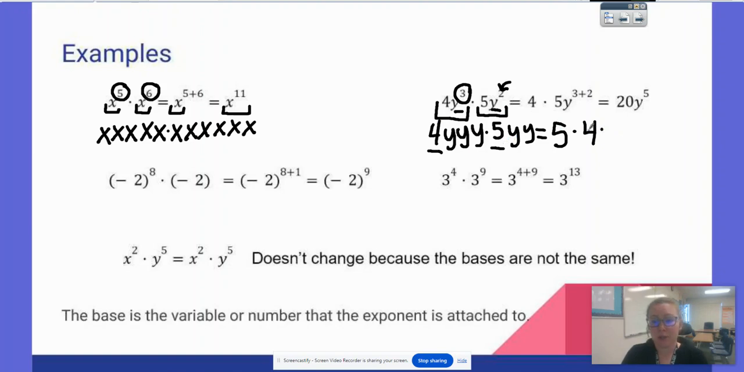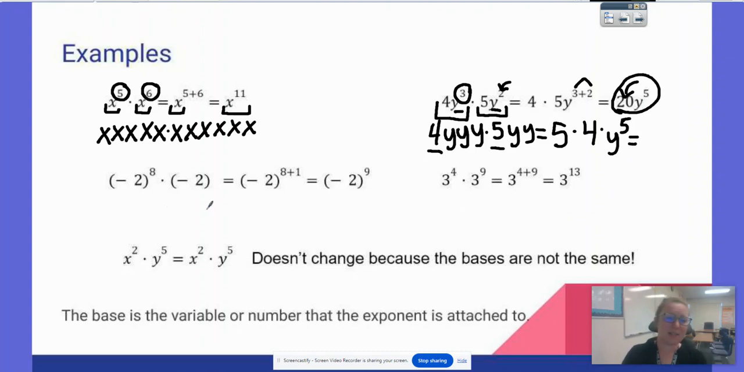Now if we really wanted to write out the whole thing, we could write y, y, y, y, y. But we've already learned a trick, right? We've learned that we can just add them together, and instead of writing y, y, y, y, y, we'll just write y to the 5th. And you can see the very last step, we simplify that. 5 times 4 is 20, so we get 20 times y to the power of 5.